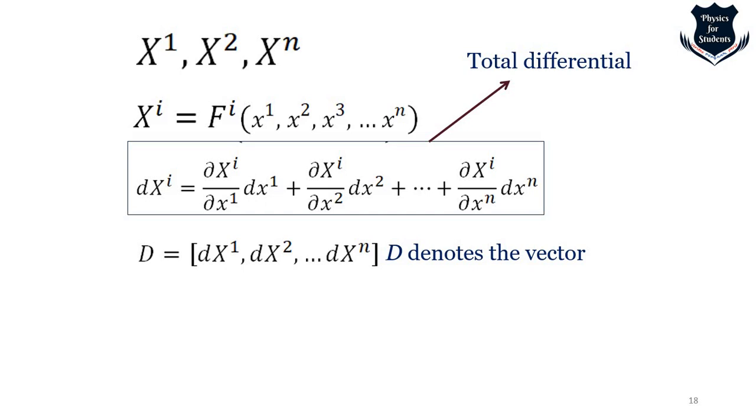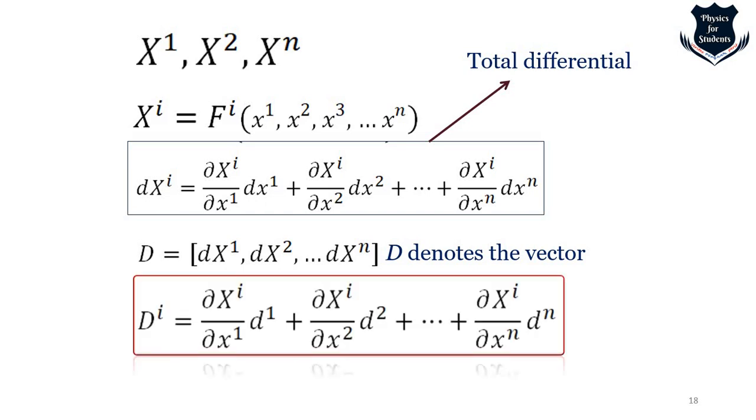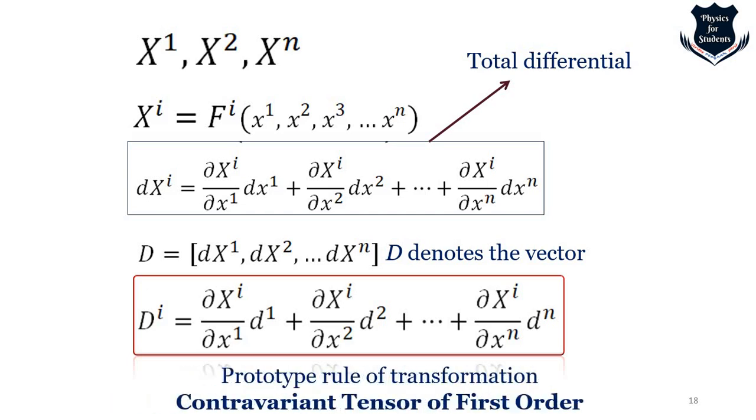Now say, for example, we denote it by a vector. Letting capital D be the vector, we see that the components of capital D are related to the components of small d by this equation. You can take a snapshot if you want. You can just look into it. Capital D, represented in terms of small d, is actually the prototype, or a sample transformation rule, for a contravariant tensor of the first order.